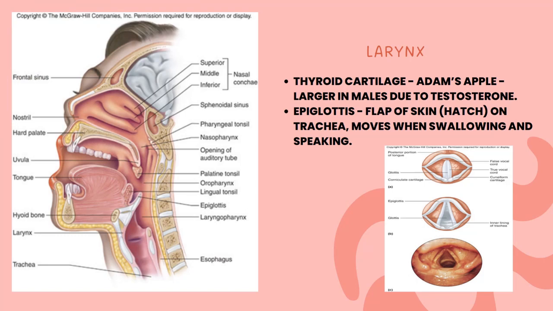The thyroid cartilage is the largest cartilage of the larynx, commonly referred to as the Adam's apple. The epiglottis is a flap-like structure that covers the opening of the larynx during swallowing and speaking. So overall, it plays a crucial role in both communication and protection of the respiratory system, making it an essential structure in the human body.